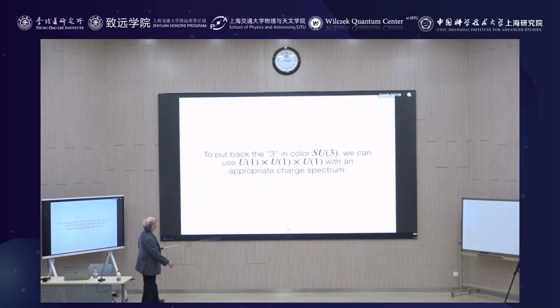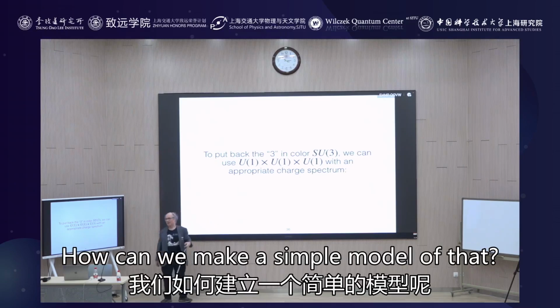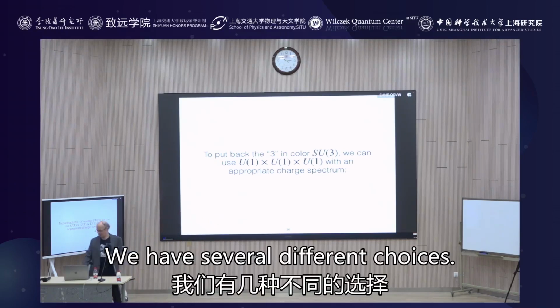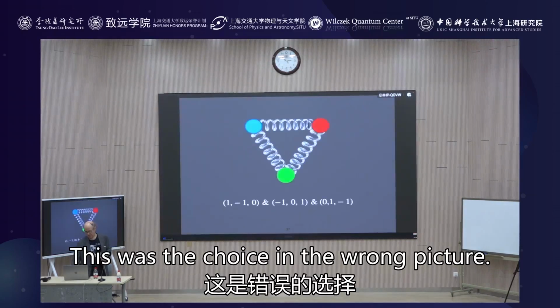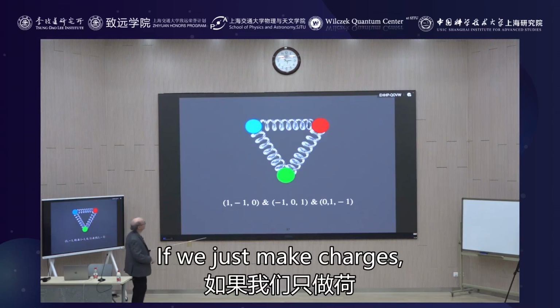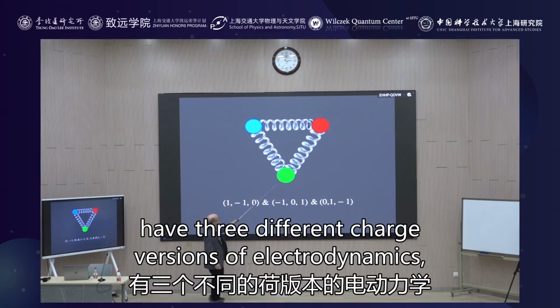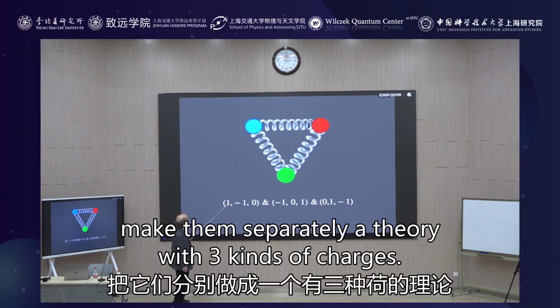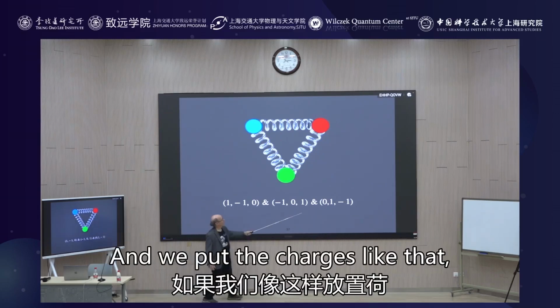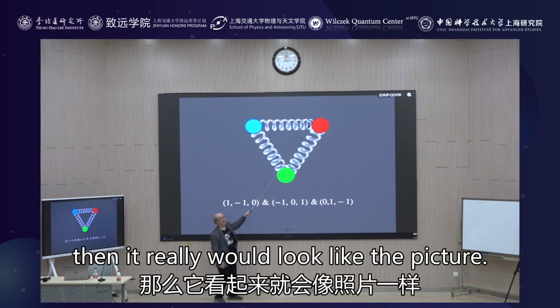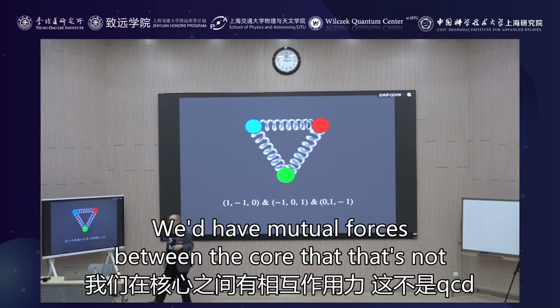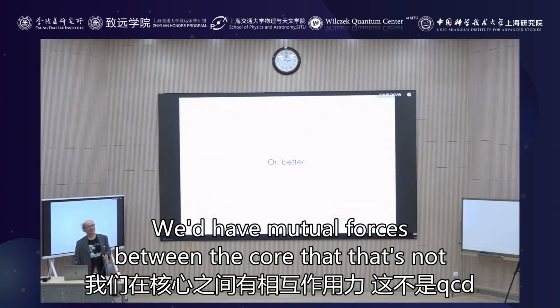Okay. So how can we make a simple model of that? Well, we have several different choices. This was the choice in the wrong picture. If we just have 3 different versions of electrodynamics, make them separately. So a theory with 3 kinds of charges, and we put the charges like that, then it really would look like the picture. We'd have mutual forces between the quarks, like that. But that's not QCD.